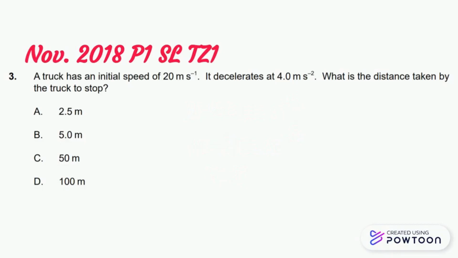To determine the value of the distance taken by the truck to stop, we have to choose one of the equations of motion: v squared equals u squared plus 2as. The final velocity is 0, which equals the initial velocity, 20 squared, plus 2 times a, which is 4, times s, which is the displacement or distance.